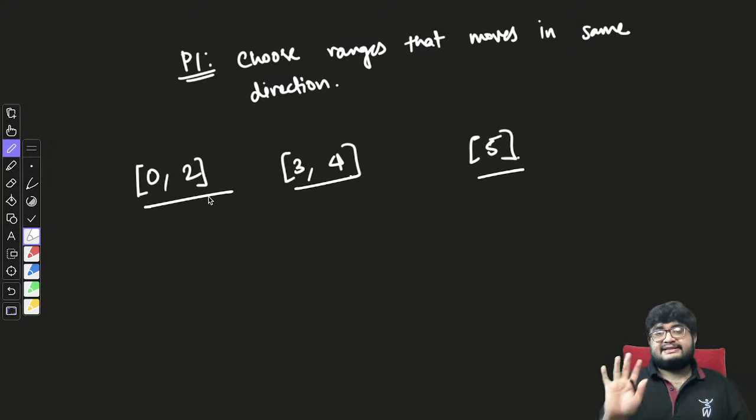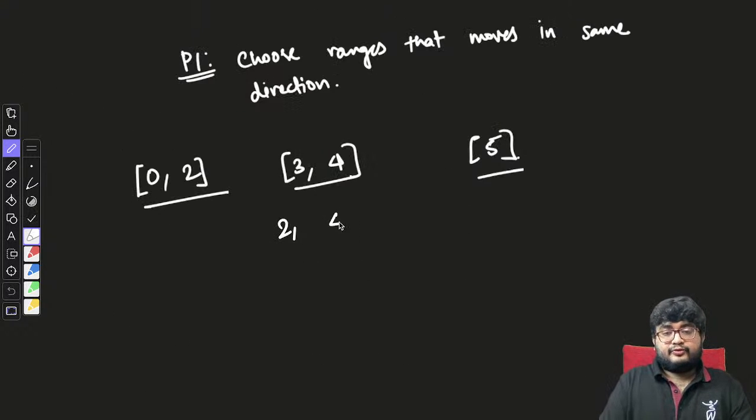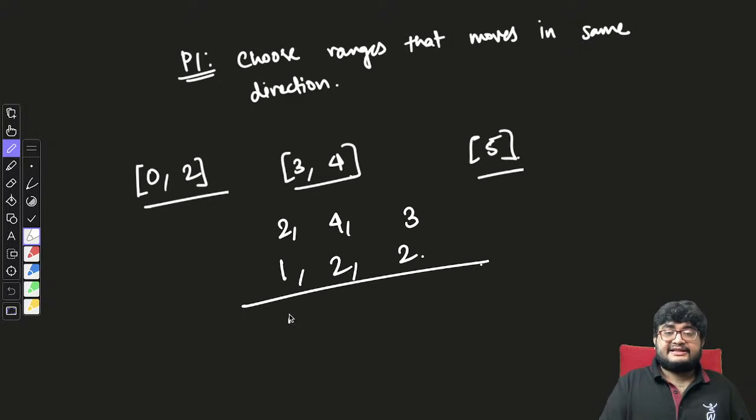Now let's consider only one of them. Let's take 2, 4, 3 and their final state should be 1, 2, 2. So we can compute the amount of change we need for each index. For this index we need a change of -1. In this index we need a total change of -2. In this index we need a total change of -1.